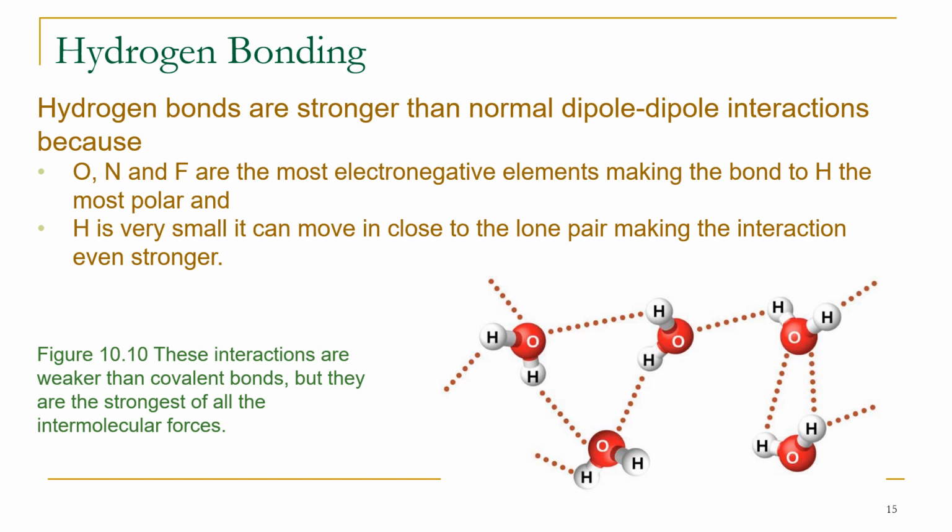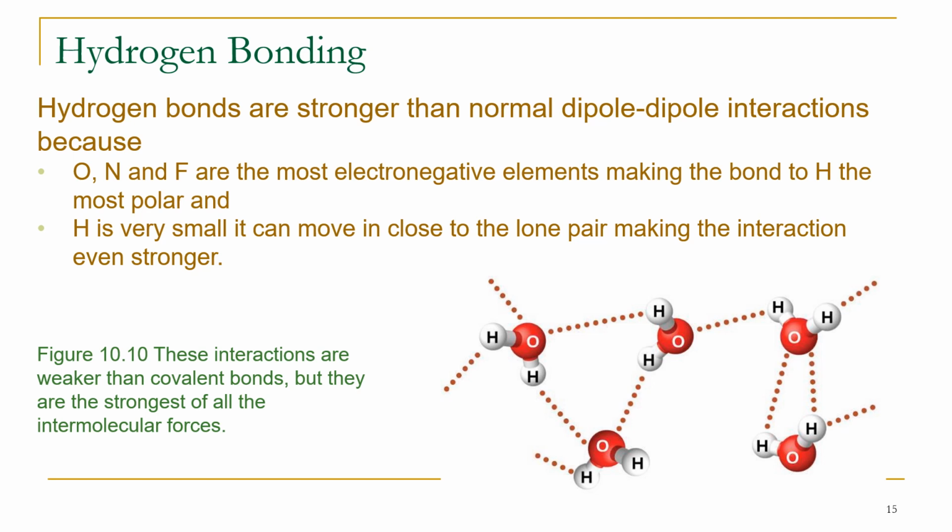But again, these interactions are still weaker than covalent bonds. However, they are the strongest of all intermolecular forces. So hydrogen bonding is the strongest type of dipole-dipole. And we haven't talked about dispersion yet, so that's the weakest.